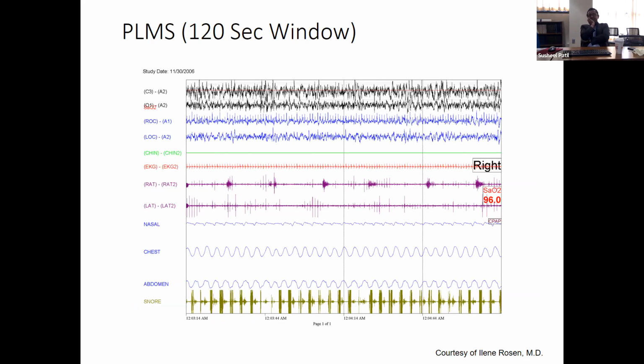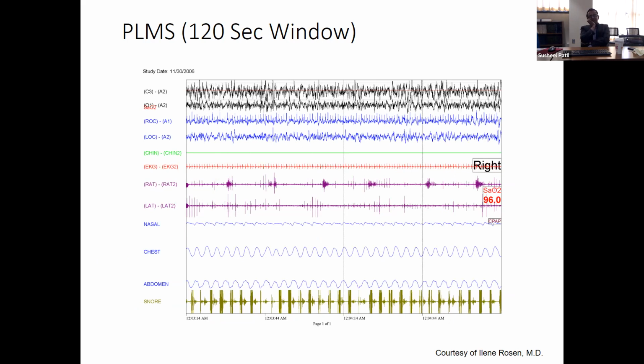So here's an example, maybe going to Dr. Andressi's question. Sam, what do you think looking at this? How many periodic limb movements are there? I was going to say, look at your purple channels in the middle, just to orient you.